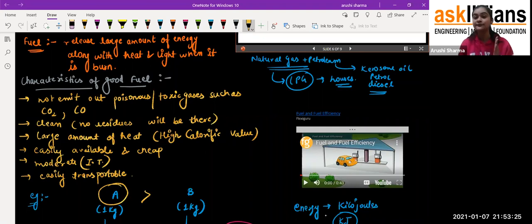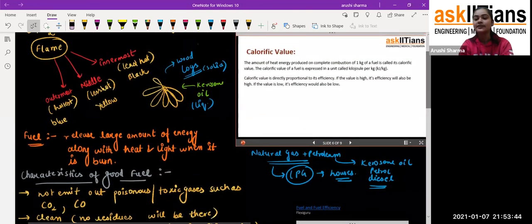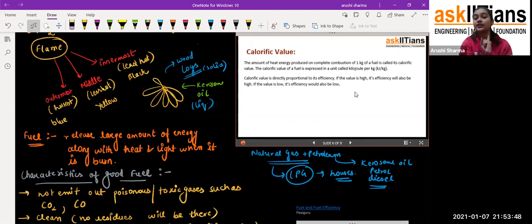That's why students, the fuel efficiency of LPG is more, because its calorific value is more. And what is the calorific value? It's the amount of energy released by burning 1 kilogram of fuel. Okay, so that's the point, students. You can see the amount of energy produced on complete combustion. Don't forget this phrase, on complete combustion.